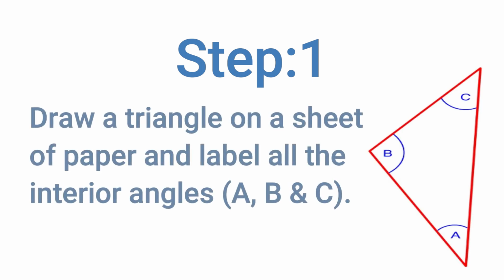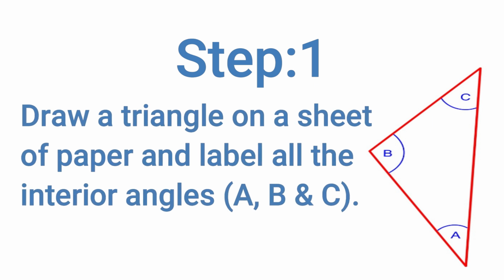Now, the first thing that we're going to do in this activity, the teacher will ask the students to draw a triangle on a sheet of paper and label all the interior angles. I think it's best for the teacher to provide the students with these tools, such as scissors. If you don't have enough scissors, what you could do is place the students in groups, which will reduce the number of scissors that you will need.